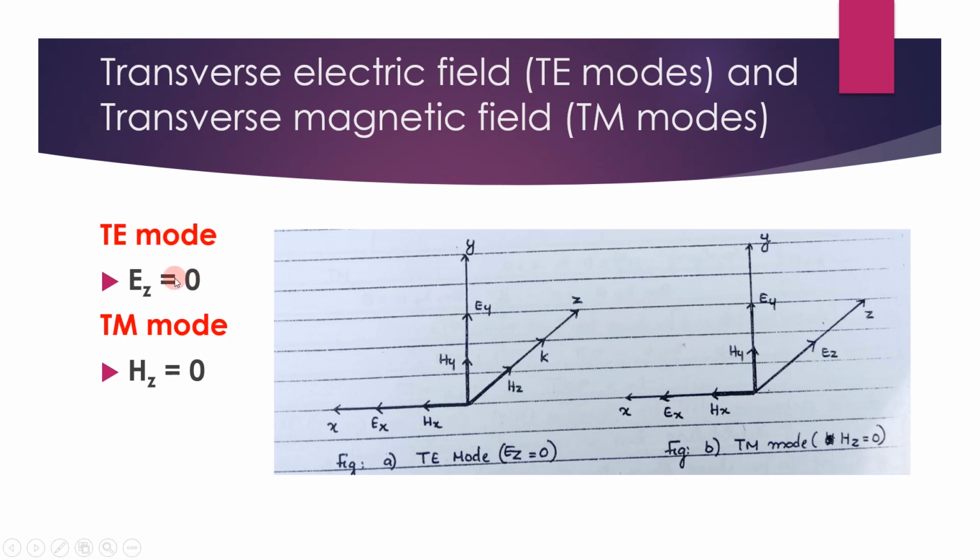In TE mode, Hz is not 0, just Ez is 0. Similarly, for TM mode, Hz is 0, but Ez is not equal to 0. So these are the two modes and you can just go through the diagram. All are mutually perpendicular. The thing is, in TE mode, Ez is 0, Hz is not 0. Similarly, in TM mode, Hz is 0, but Ez is not equal to 0.